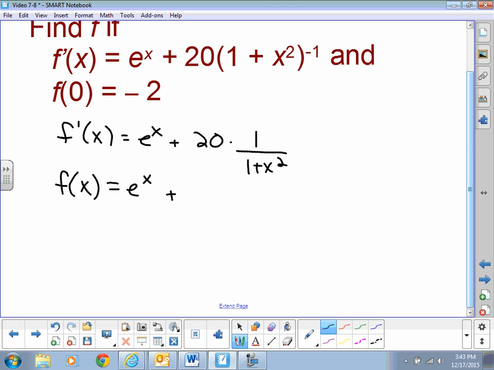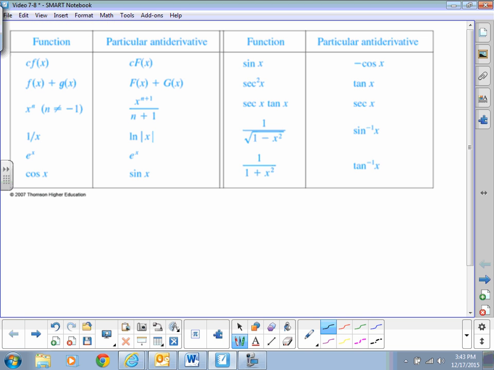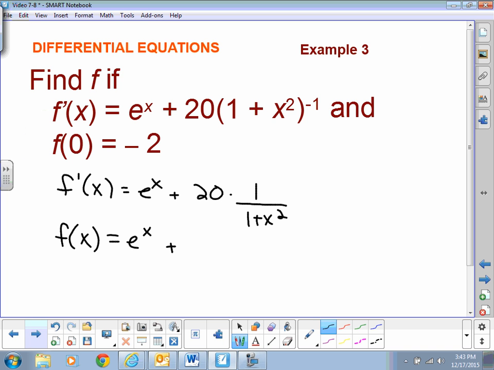1 over 1 plus x squared, we just saw on the previous page, that is inverse tan's derivative, or antiderivative, sorry. So we'll have 20 times tan inverse. 1 over 1 plus x squared is the derivative of inverse tan. So the antiderivative of 1 over 1 plus x squared should be inverse tan. And don't forget to add that plus c on the end.